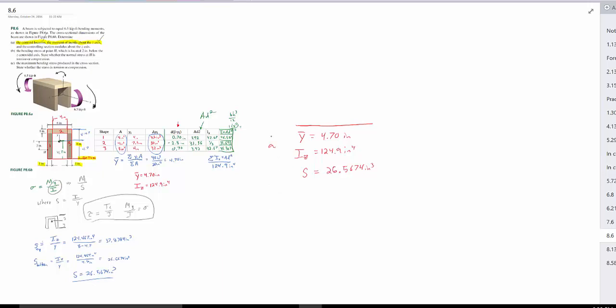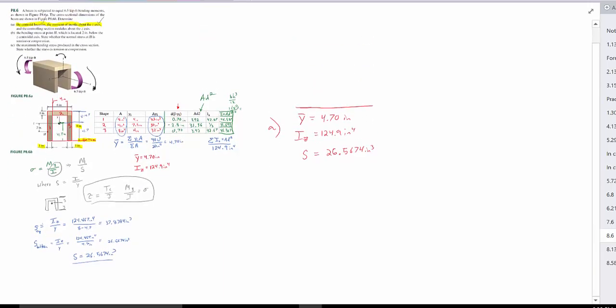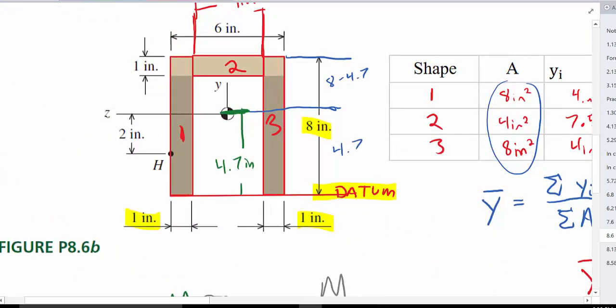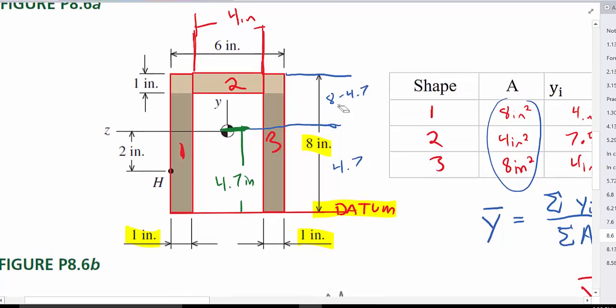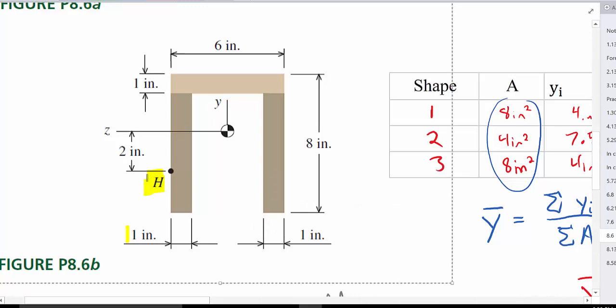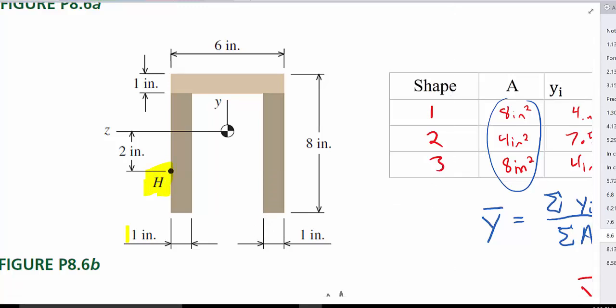Oops. So part B asks, find the bending stress at point H, which is 2 inches below our centroidal axis, right? So if we look at this diagram that I drew all over, let me clean this up a little bit here. If we look at H, which is located right here, we know this distance is 2 inches. It says so right here, okay?